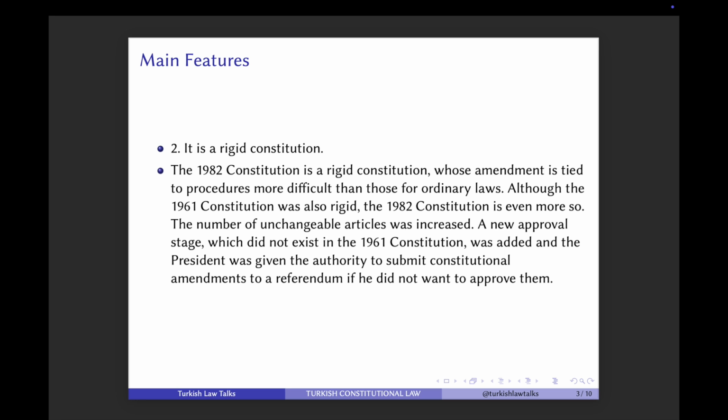Wow. Okay, so it doesn't just die, it goes to the people. Potentially, yes. If the president objects, it needs that extra layer of popular approval. It adds a significant hurdle. Yeah, that definitely sounds more rigid.